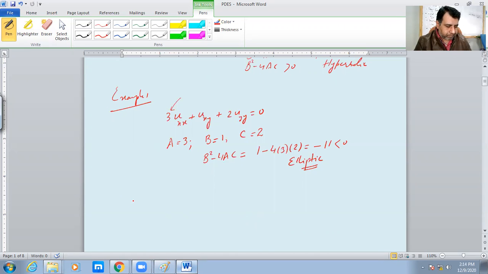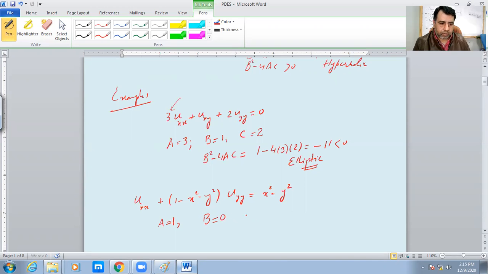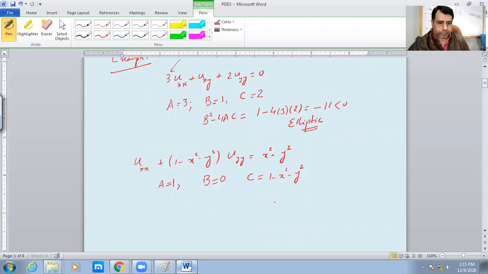For example, if we have the partial differential equation uxx plus (1 minus x square minus y square) uyy equals x square minus y square. Now this is a second order partial differential equation with variable coefficients. If you write the coefficients, a equals 1, there is no mixed partial derivative, so the coefficient b is 0, and c is 1 minus x square minus y square.